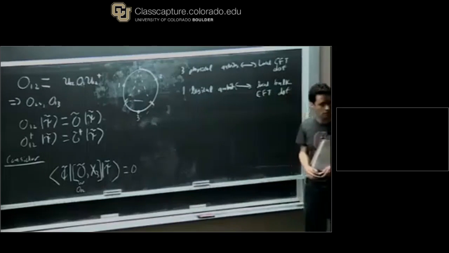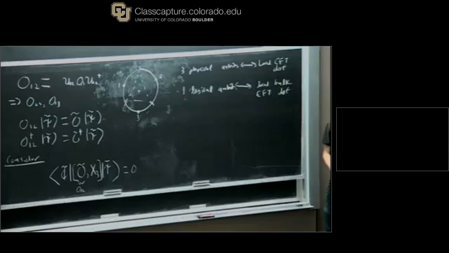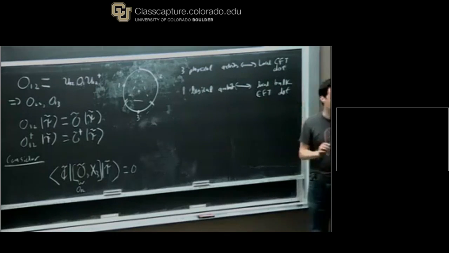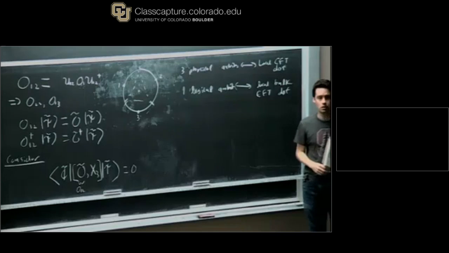How does it work if you want to fill in more bulk points? Do you think that the number of bulk points grows faster than the number of boundary points? Yeah, good. We'll discuss that in a lot of detail. Great question. But just hold on a sec. Any other questions about this?